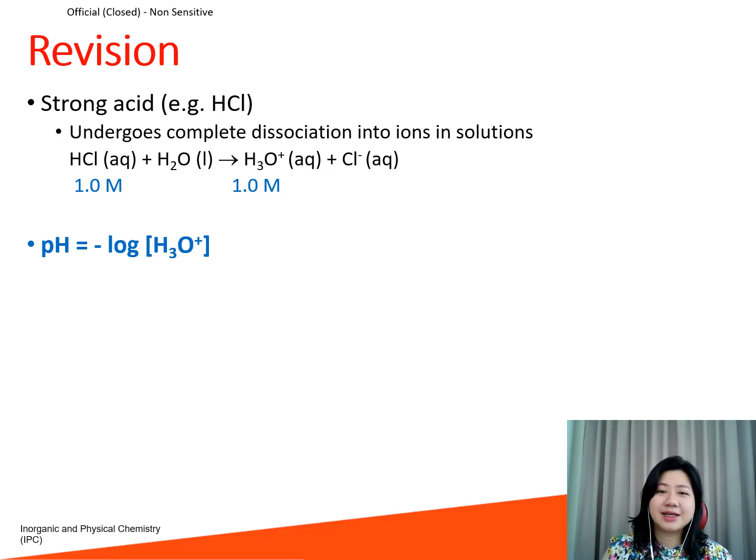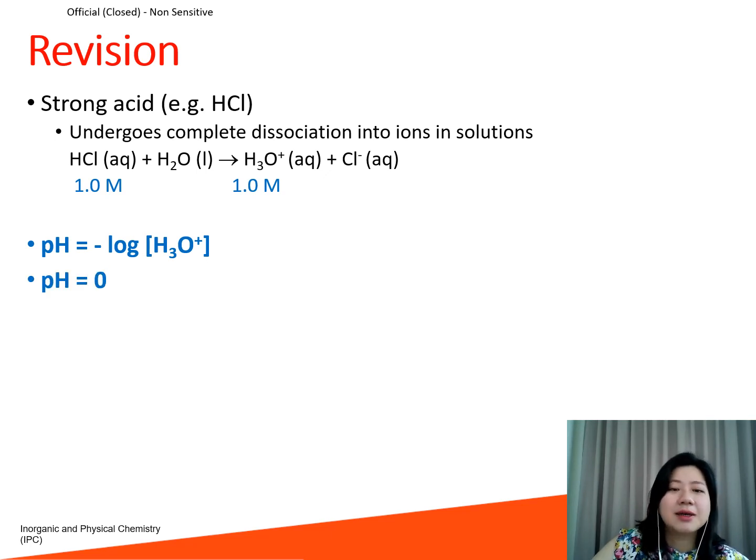Let's try calculating the pH of a strong acid HCl. Let's say we have a solution of 1 molar HCl. Since HCl completely dissociates to form H3O+ and Cl-, 1 molar of HCl would give 1 molar of H3O+ ions. Since pH equals negative log H3O+ concentration, in this case, pH equals negative log 1, which equals 0.